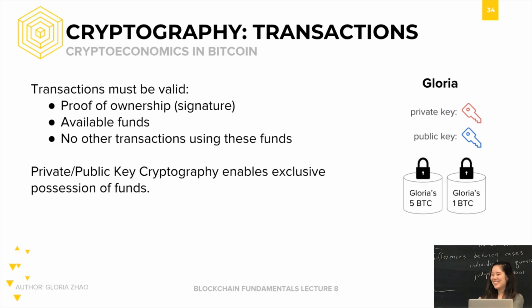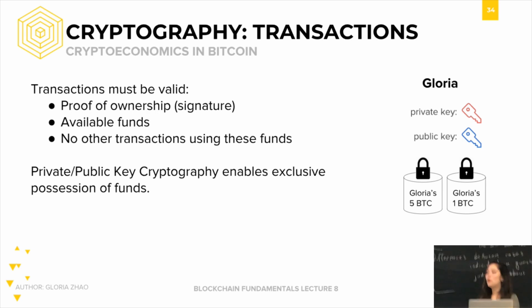Okay, so in order for a transaction to be valid, you need to have a proof of ownership, show a signature. So we have private and public key cryptography that ensures you have exclusive possession of funds. There's no way to access funds that belong to a certain person unless you have that private key. And you have to have available funds.